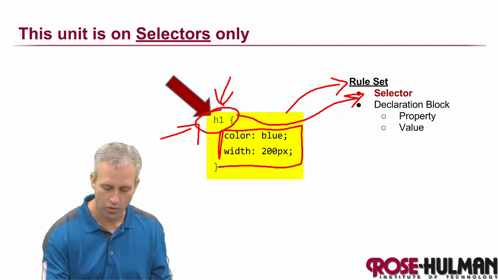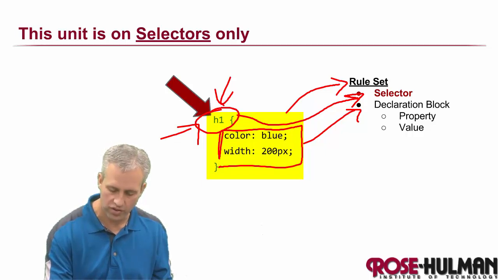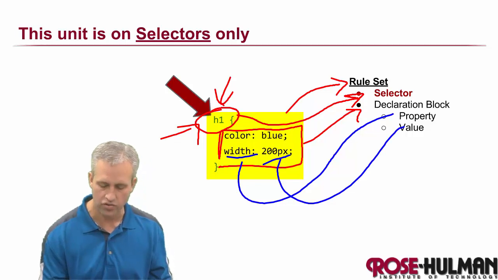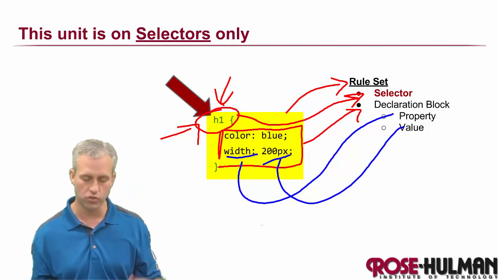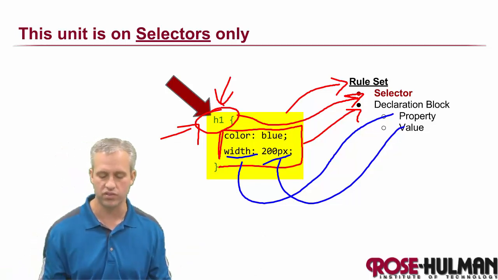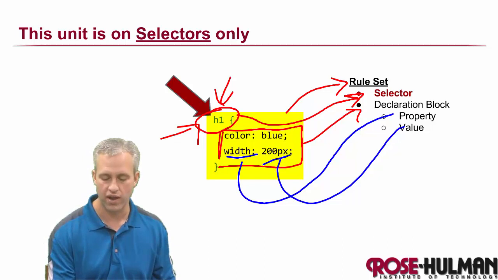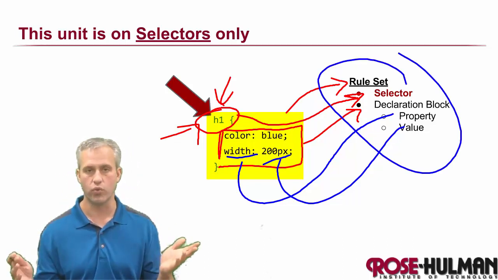The other vocab words on here, this chunk right here is called the declaration block. A declaration block always consists of individual property value pairs, right? So there's a property for color, and then the value is blue, property width, value 200px in this example. So I just wanted to make sure that you had the definitions for the different terms all squared away.